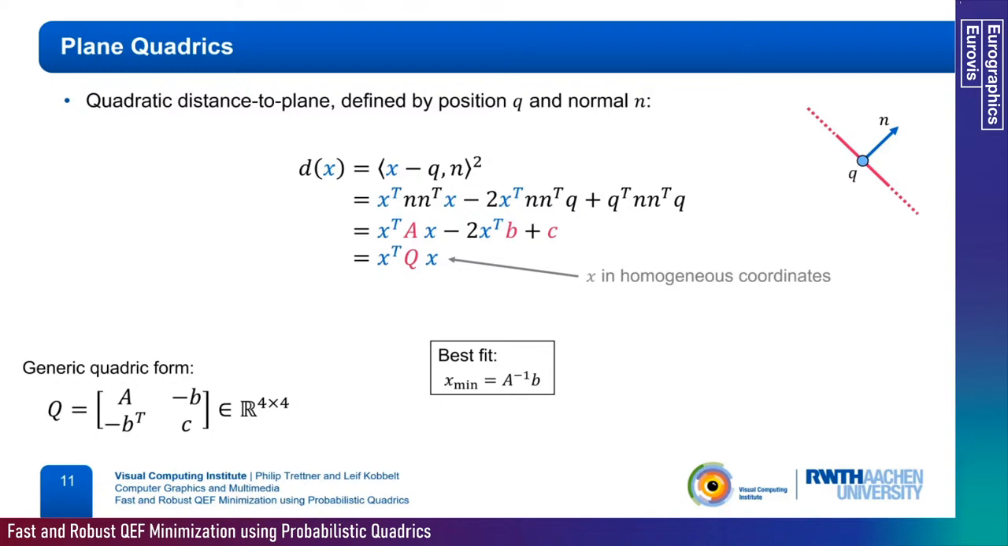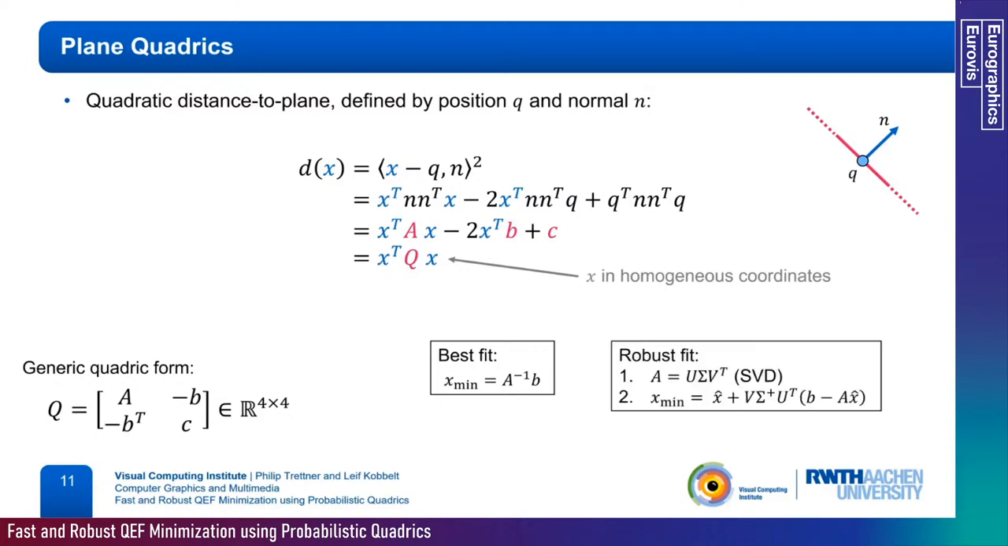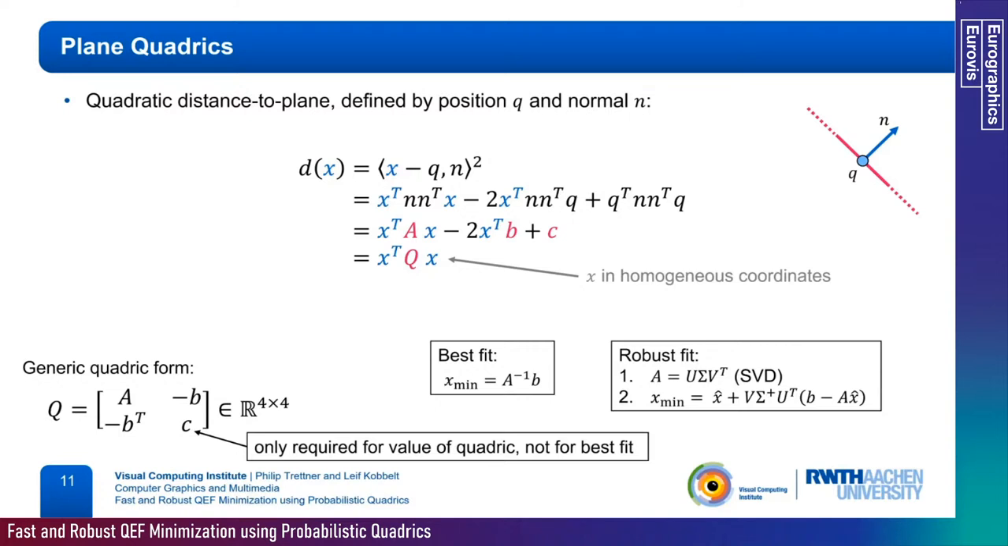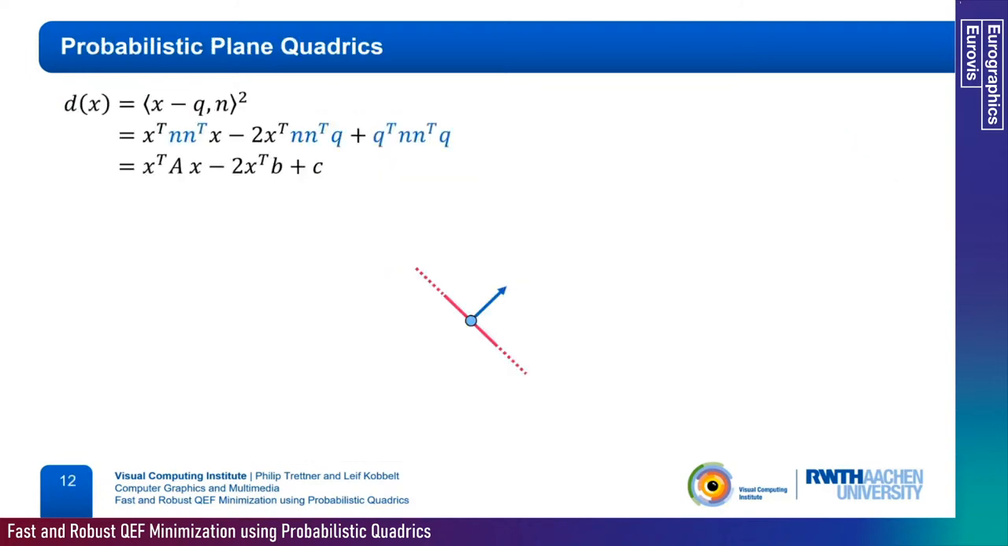However, in practice, A is often close to singular, especially in coplanar regions, which makes this process quite unstable. Instead a more robust version is used, which decomposes A using singular value decomposition, and then uses the pseudo-inverse to find a least norm solution for the minimizer. Note that for the best fit you only need A and B, and the constant C is only required if you want to evaluate the value of a quadric, which is for example needed in incremental decimation for the priority queue key.